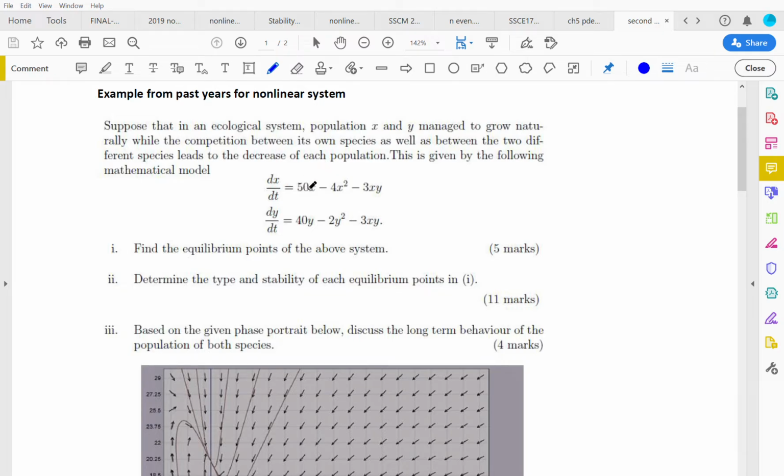For example, the first term from the first equation represents when species y is absent, so x manages to grow naturally. The same with the first term in the second equation: when y is absent, the population for y manages to grow naturally, at a natural rate.